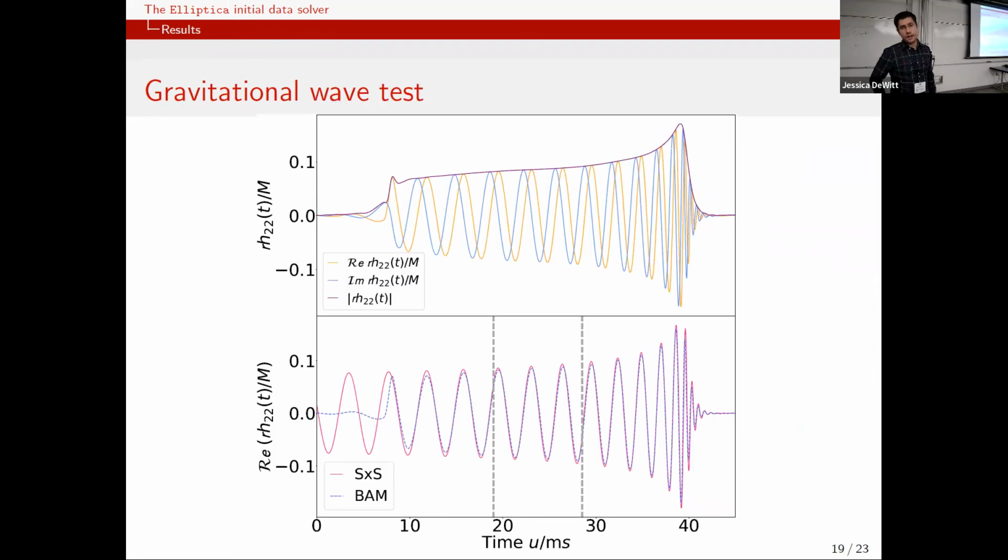The other test that we've done is extracting the gravitational wave. I should first say that we do this evolution with the BAM code. We've done the evolution and we extract the gravitational wave, and this is the gravitational wave. We compared our gravitational wave with the gravitational wave of the same system from the other code, SXS. As you can see, they are lying on top of each other. So this is another test that the system is working.